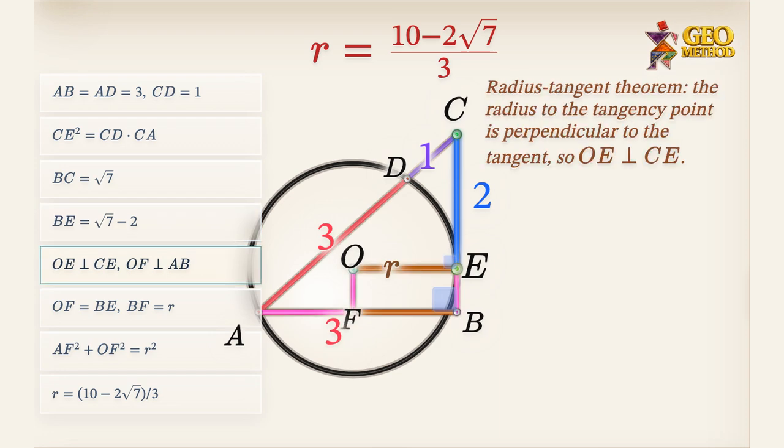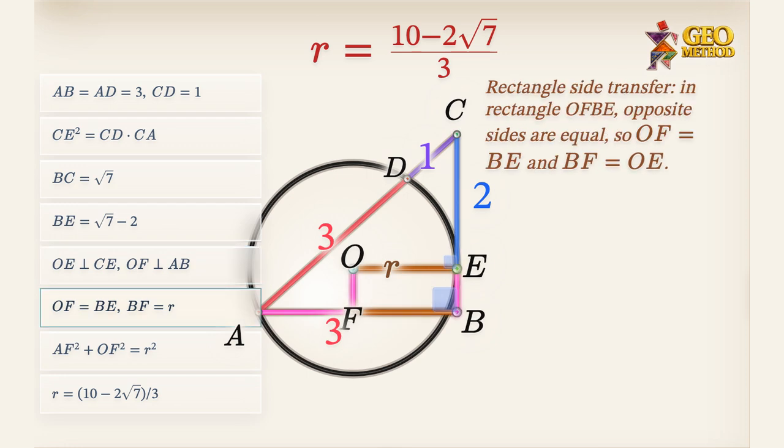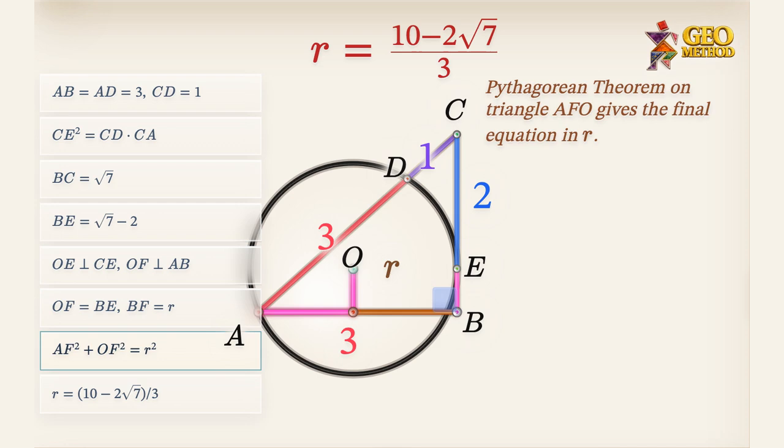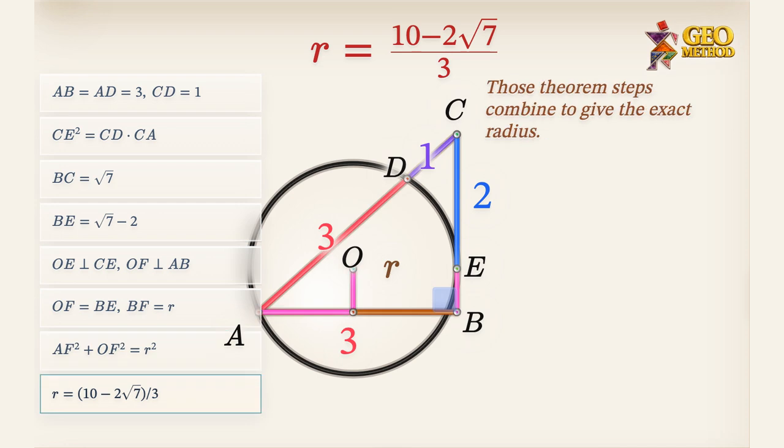After that, build the perpendicular radius structure. This is the step that turns the picture into a rectangle transfer setup. Then use the rectangle to transfer lengths. Opposite sides of the rectangle give the two equalities we need for the small triangle. Finally, solve the small right triangle. That last Pythagorean equation is the step that actually produces the radius. That is the whole route to the answer. Theorem, large triangle, transfer, small triangle, and final algebra.